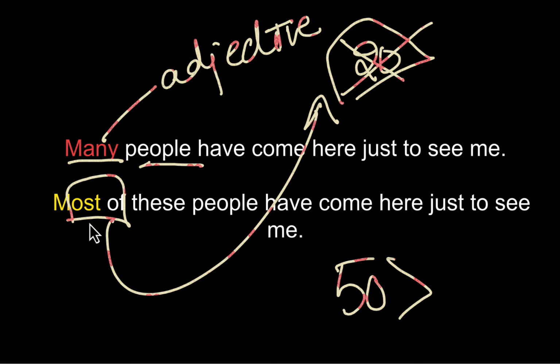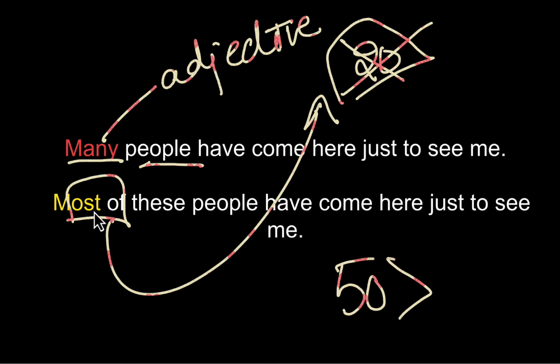And in the second example, most is working as a pronoun because it's being followed by a prepositional phrase, and the prepositional phrase is working as an adjective. All right, so most is standing alone in the second example. So see, it's all about the context, but most can refer to a larger number in comparison to many.